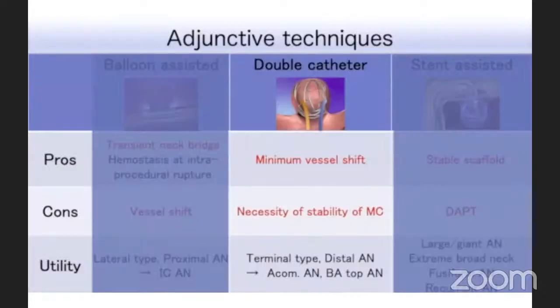Double catheter technique can make coil frame with two coils. Minimum vessel shift is a benefit of this technique, but stability of microcatheter in the aneurysm is needed for coil loop control.